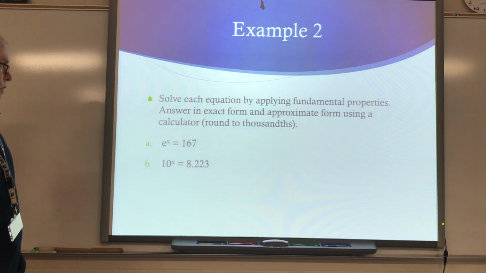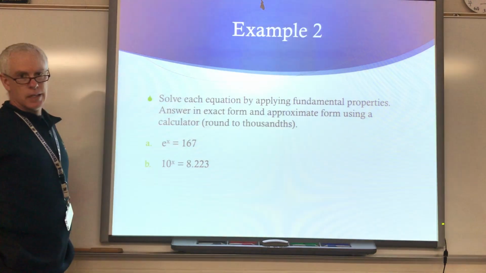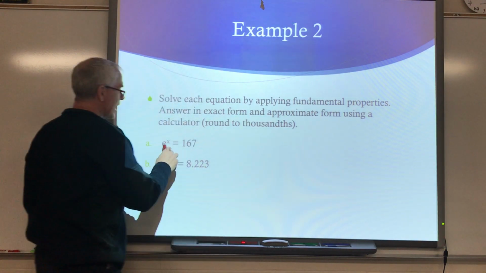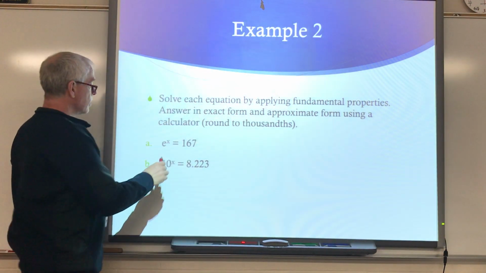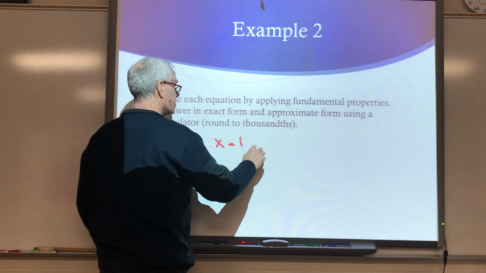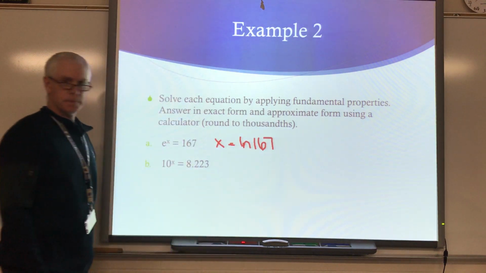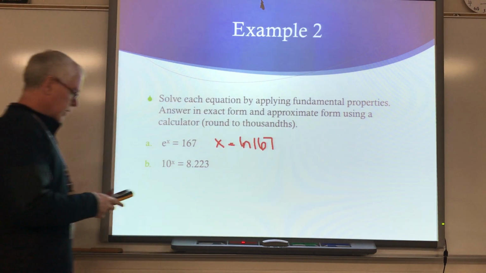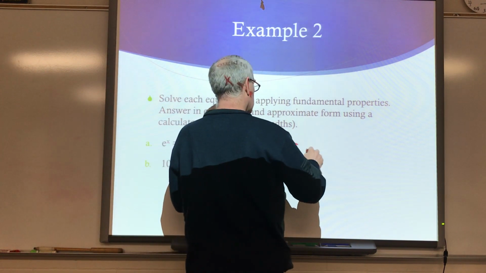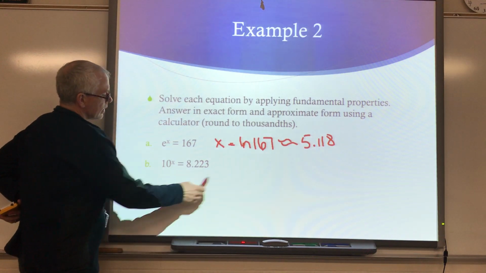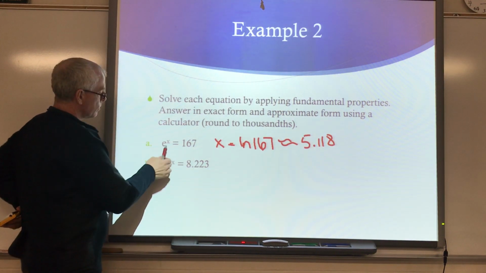Same directions, you guys. Solve each equation by applying fundamental properties. So I have to get rid of an e. Well, remember that exponentials and logarithms are inverses of each other. So if I take the natural log of both sides, because that's log base e, the natural log of e to the x would eliminate that e to the x and give you x. So this is just going to be the ln of 167. Okay? And so on the calculator, ln 167, that is about 5.118.